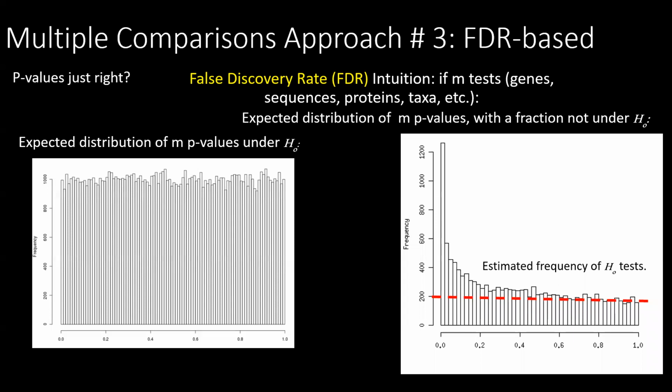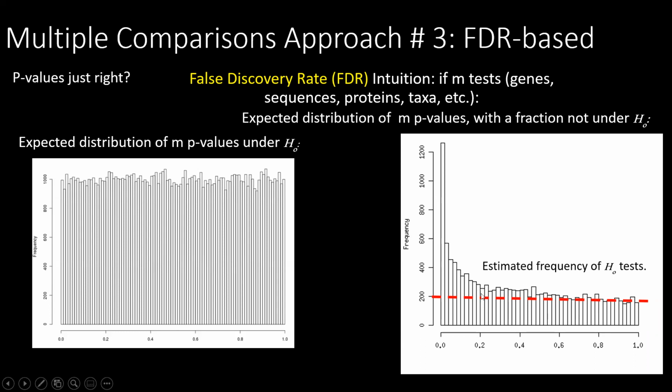However, if there's a fraction where the null hypothesis is not true, we would expect our histogram or our distribution to look more like what we have here on the right. And the idea here is that it looks almost like there's two distributions happening. On the one hand, we have something that looks like a uniform distribution, but with this spike of small p-values on top of it. Once again, the x-axis are the p-values and the y-axis is the frequency.